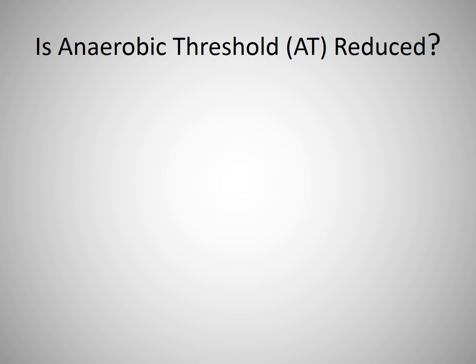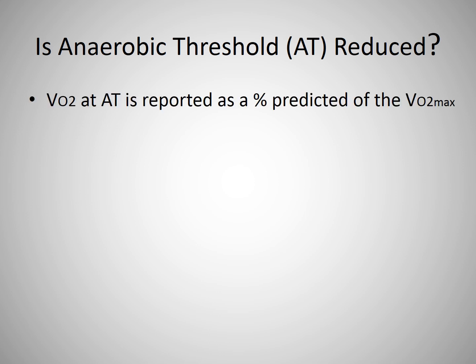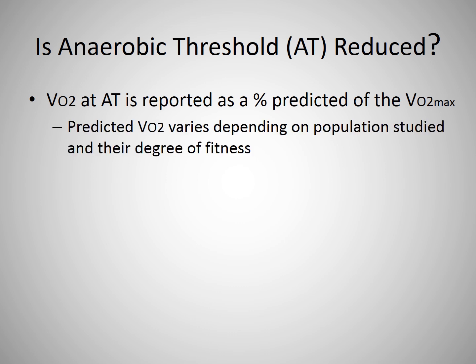Determining if anaerobic threshold is reduced or abnormally low is not always clear-cut. The VO2 at anaerobic threshold is reported as a percent of the predicted maximum VO2. But the predicted VO2 can vary depending on the population studied and their level of fitness, so one needs to choose their predicted values accordingly.